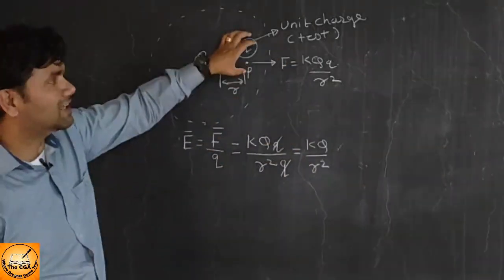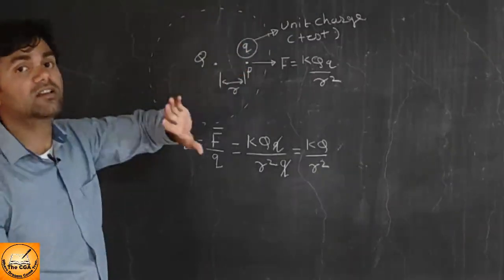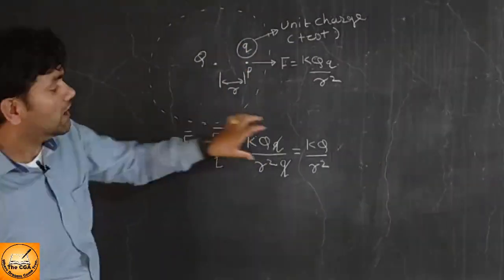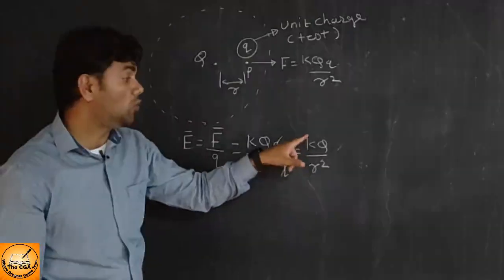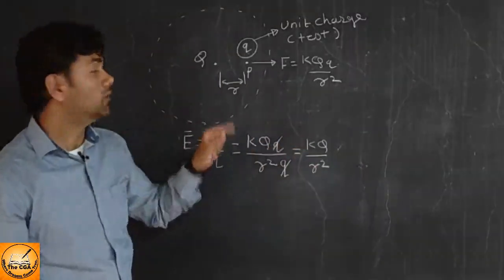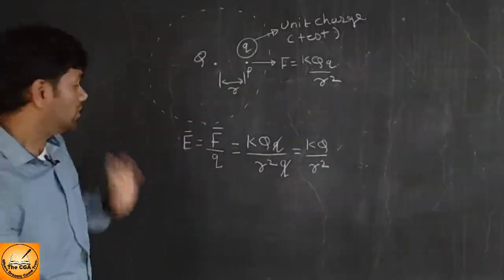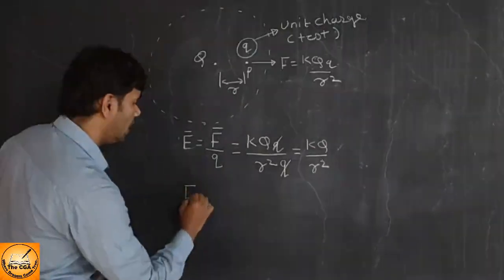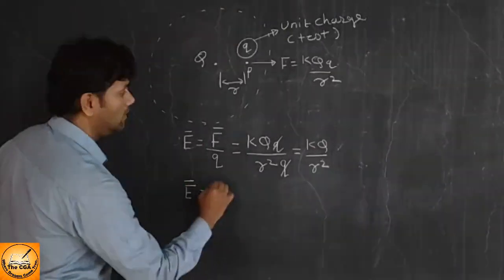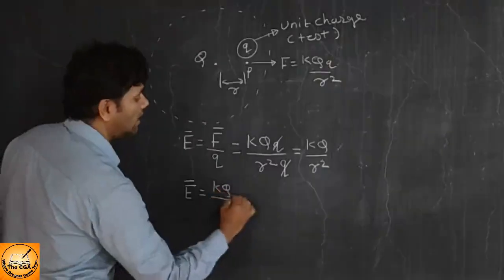Means whether this charge is present or absent here, it doesn't matter. The electric field at a particular point will always be kq by R square for this particular charge, right? So electric field we have defined by magnitude, that will be equal to kq by R square.